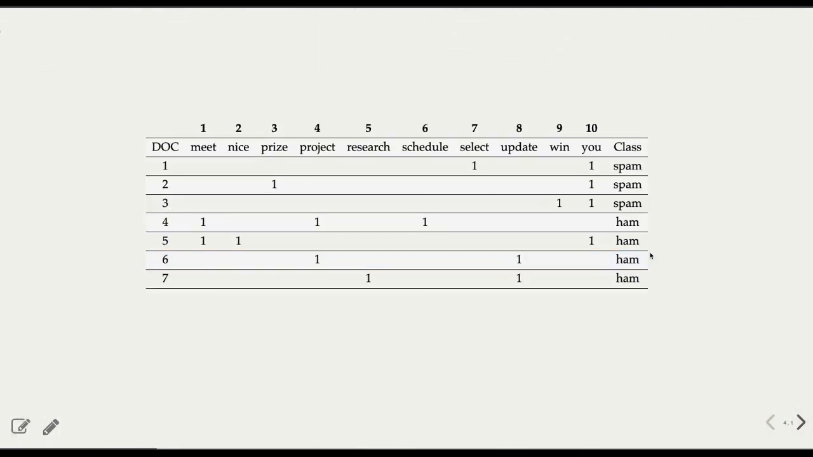Let's first look at a binary representation using the email subjects. In a binary representation for each document, again, we have the 7 documents here, and suppose we have tokenized the subjects and identified these individual terms to represent the documents or emails.